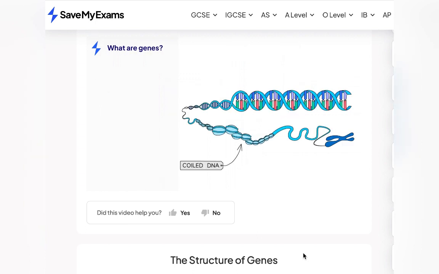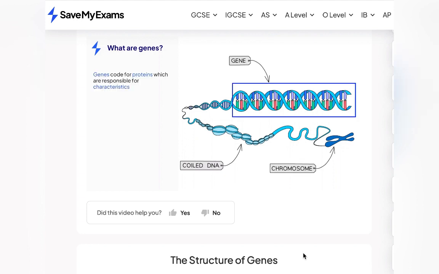DNA is coiled around tightly to form chromosomes. A gene is a short section of DNA which codes for a protein. This means it contains the instructions for making that protein. Each chromosome in the nucleus carries many genes. Some have nearly 1,000. Proteins that are synthesized in the body are responsible for your characteristics.